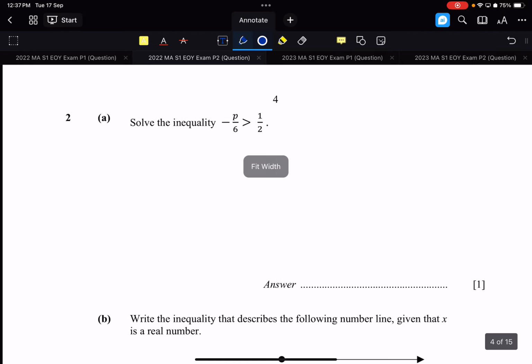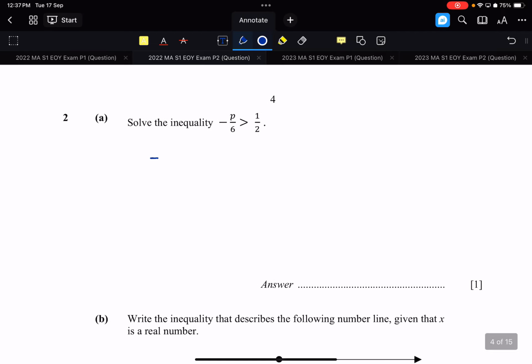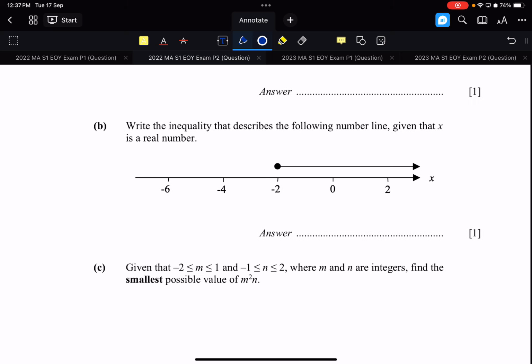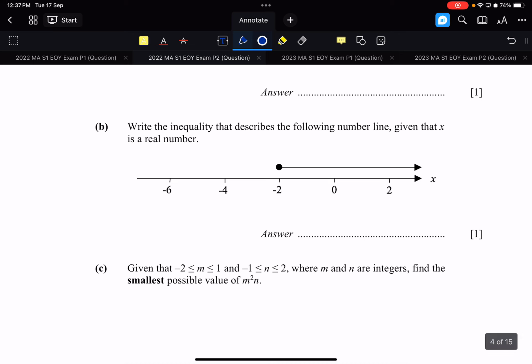Solve the inequality. So over here, negative p over 6 is greater than half. If I multiply by 6 throughout, so negative p is greater than 3, so p is less than negative 3. Okay. So write down the inequality that describes the following number line. So this is the negative 2, so x is greater than or equal to negative 2. Right? So next one.